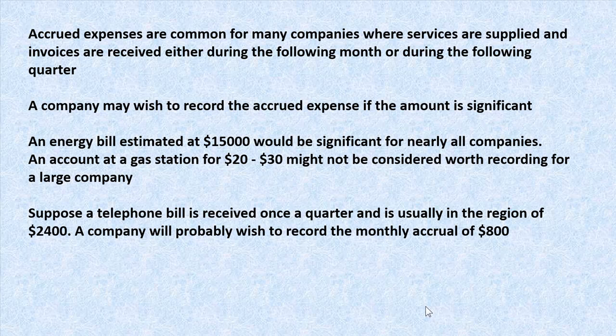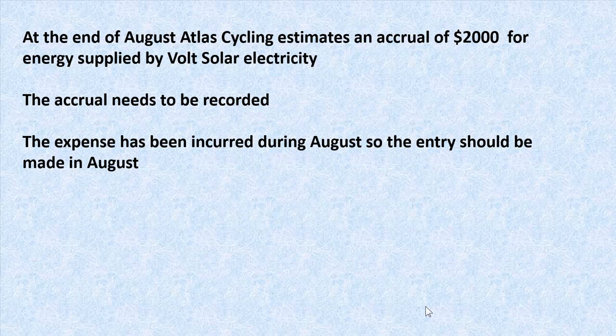Let's suppose, for example, that a telephone bill is received once a quarter and it's usually in the region of $2,400. Well, probably at the end of each month you'd want to record the accrual for $800.